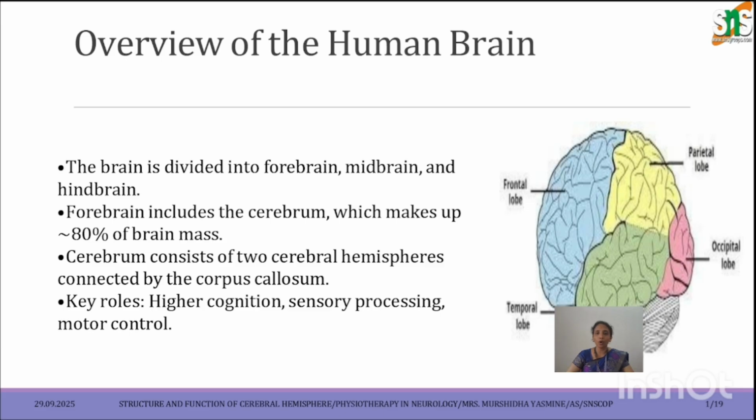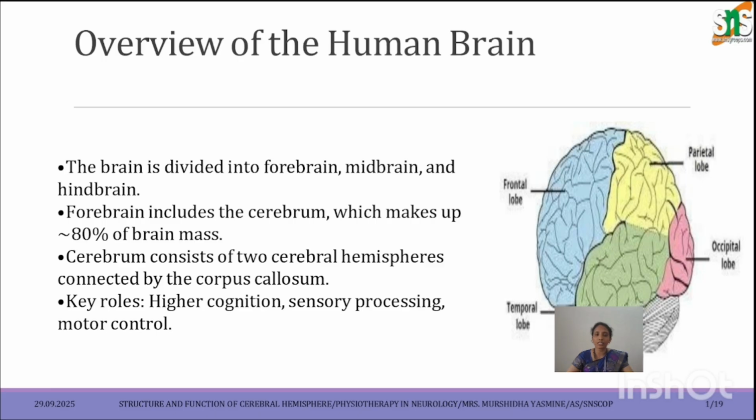In this overview of the human brain, the brain is divided into forebrain, midbrain and hindbrain. Forebrain includes the cerebrum, which makes up about 80% of the brain mass. Cerebrum accounts for the largest structure of the brain. Cerebrum consists of two cerebral hemispheres. One is the right cerebral hemisphere, the other one is the left cerebral hemisphere. These two cerebral hemispheres are connected by the corpus callosum.